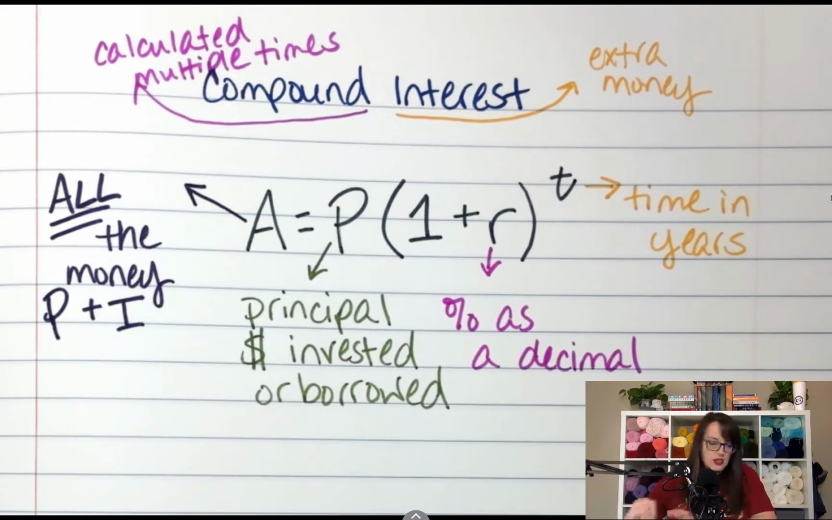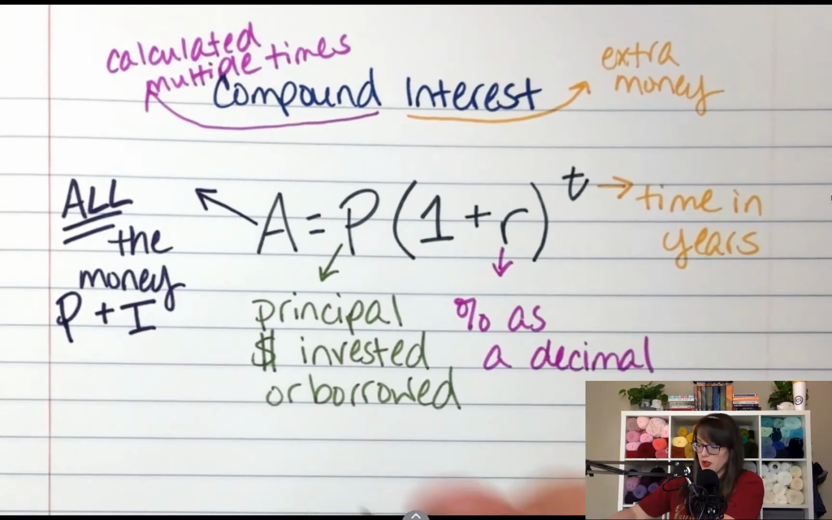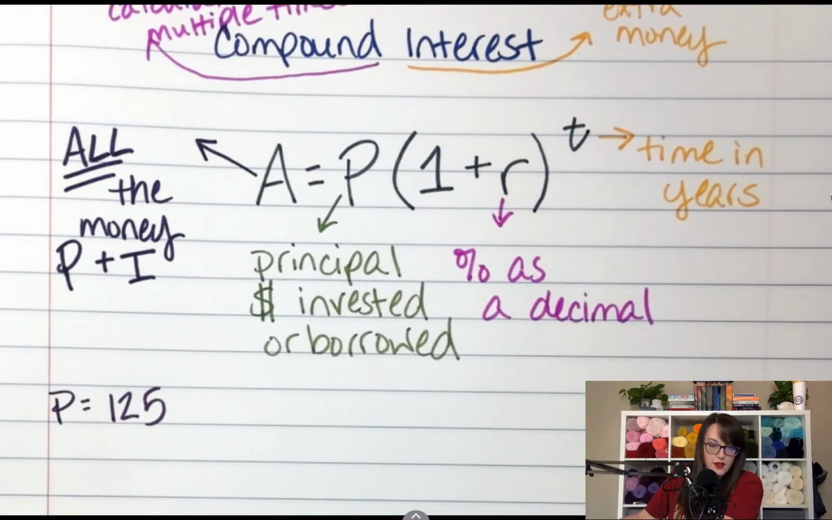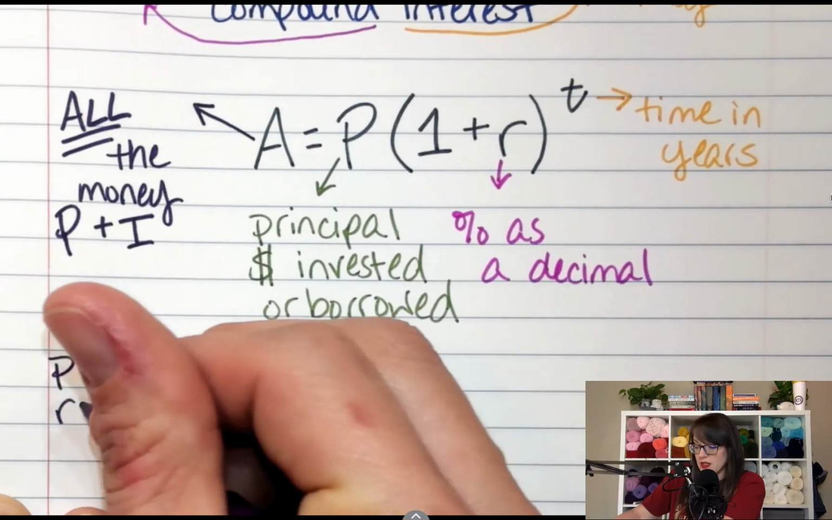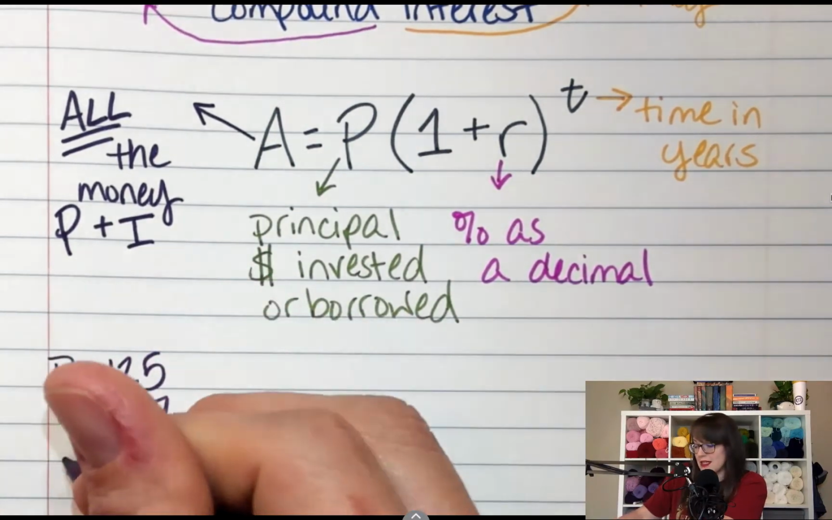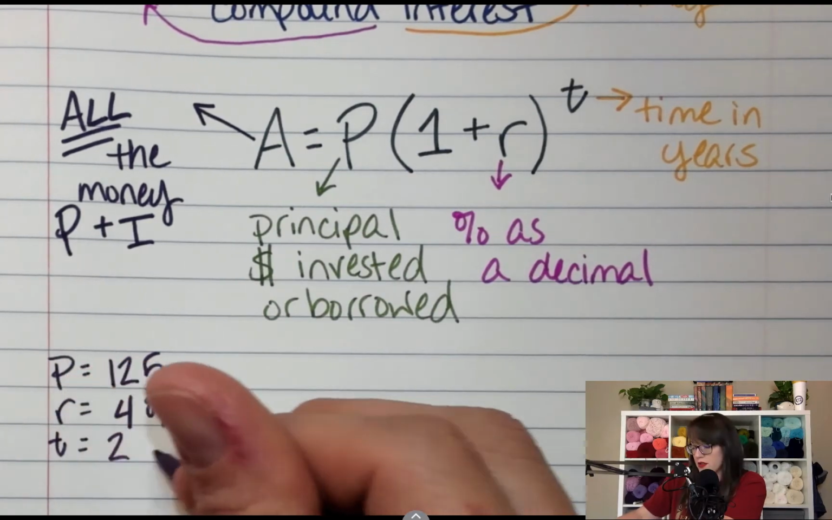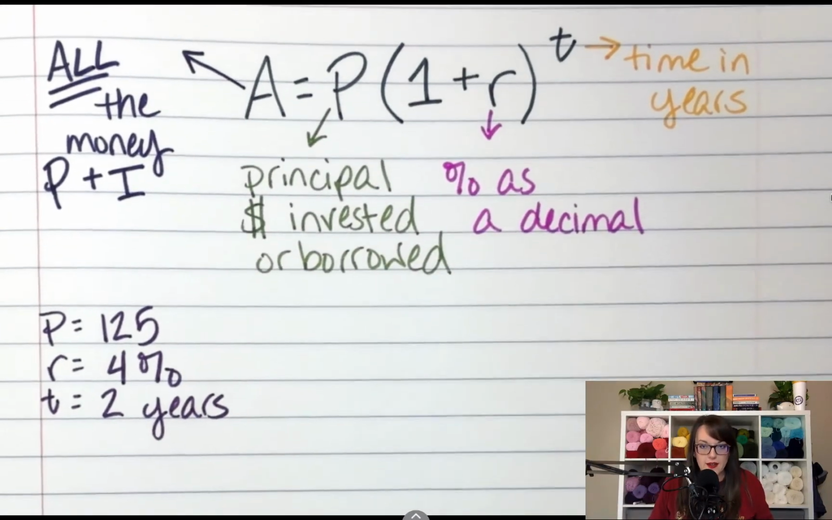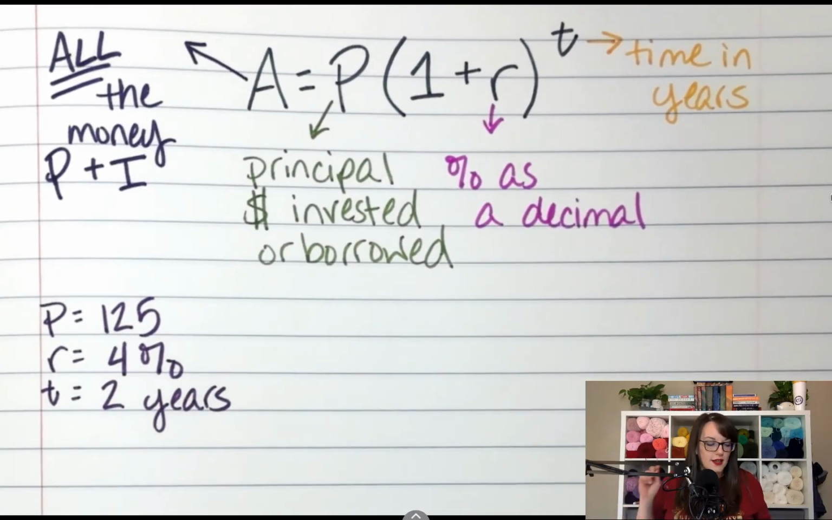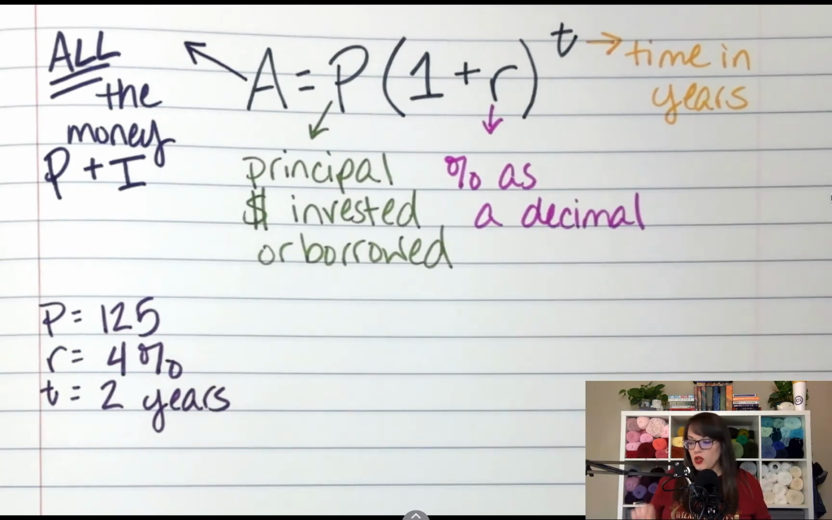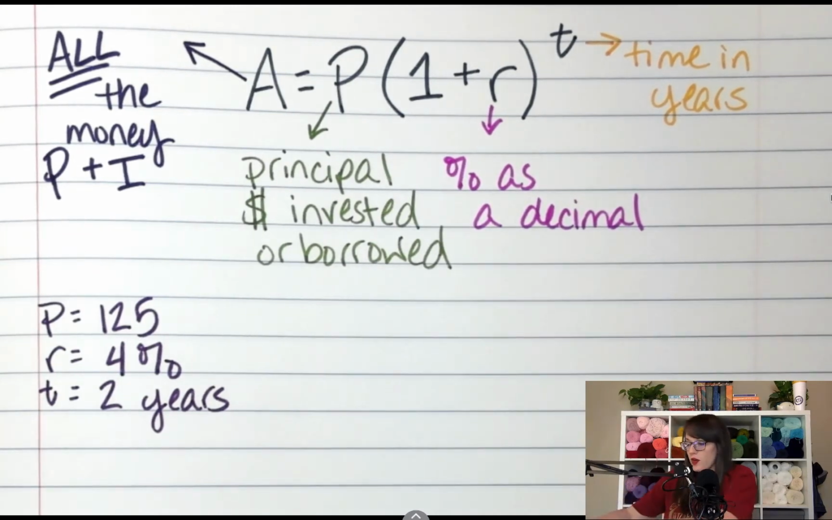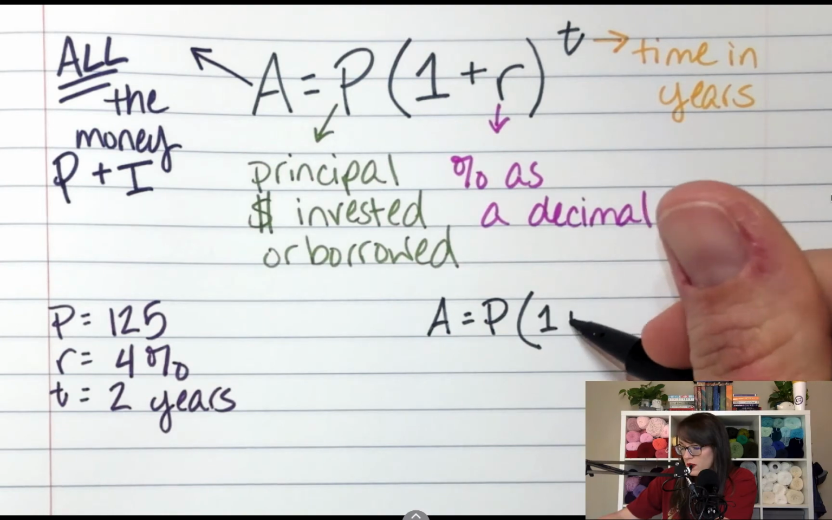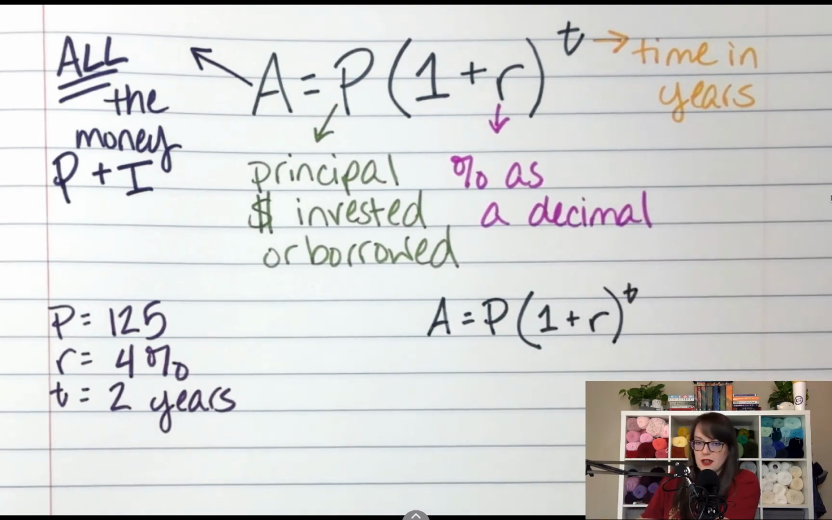All right, let's work a question. If it told us that the principal is 125, the rate is 4%, and time is 2 years, and it tells you it's compounded annually. Compounded annually. That's the key phrase here. So, first, let's write down the formula. A equals P parentheses 1 plus R to the T.